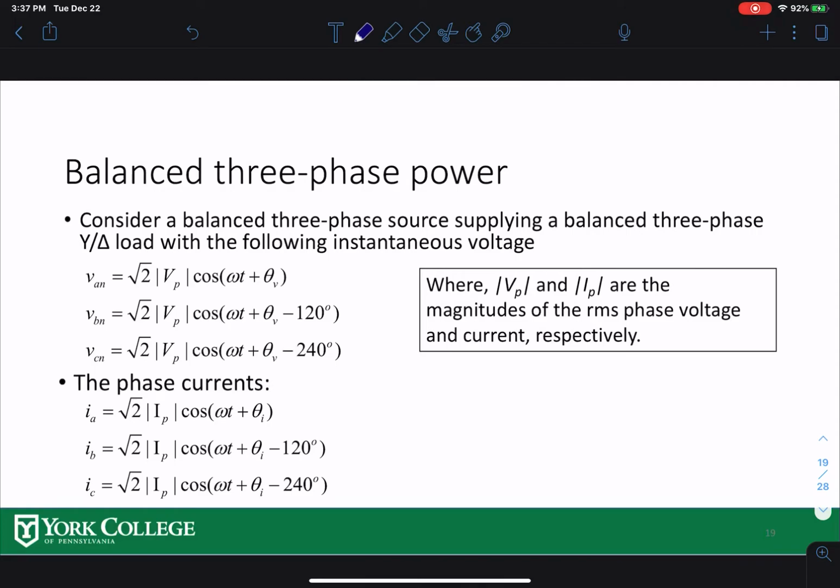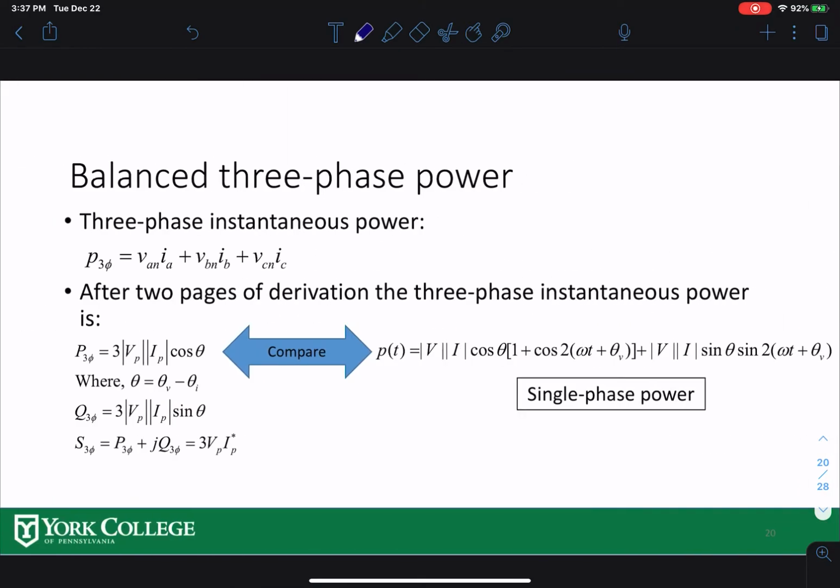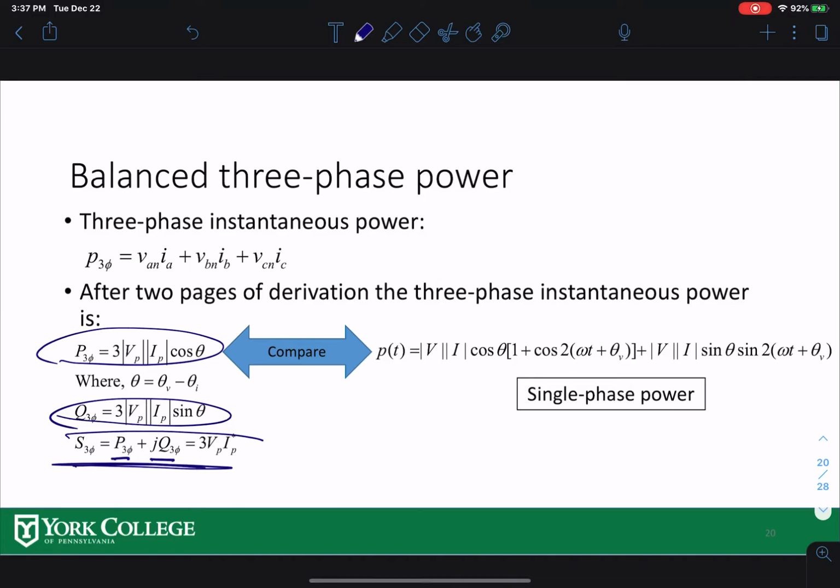So I already talked about these three-phase voltages and currents. As I said, there is constant three-phase real power and also reactive power over here. If you add them together, you get the three-phase complex power. So S three-phase is P three-phase plus jQ three-phase. That is also the same as three-phase voltage times phase current conjugate. So that's the same here.